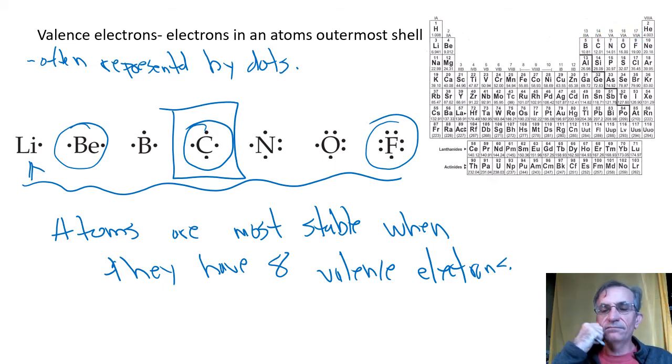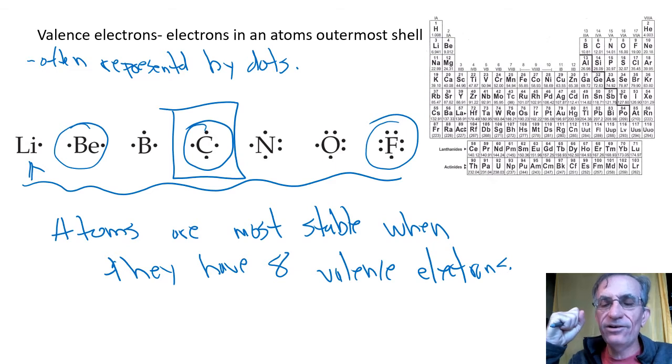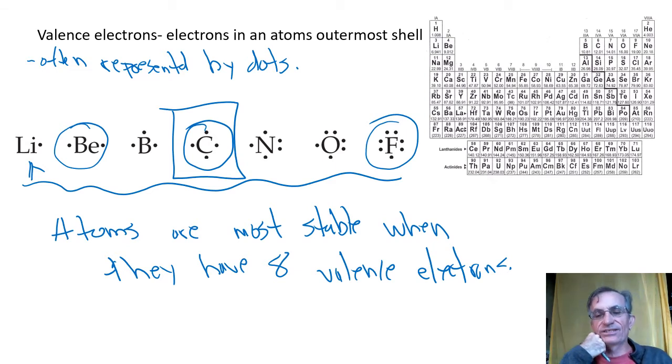Now, it turns out there's one column on the periodic table where the atoms already have 8 valence electrons. And those are going to be very stable atoms. They're not going to react. They're not going to do crazy things. They're not going to blow up. In fact, they won't even typically join up with other atoms.